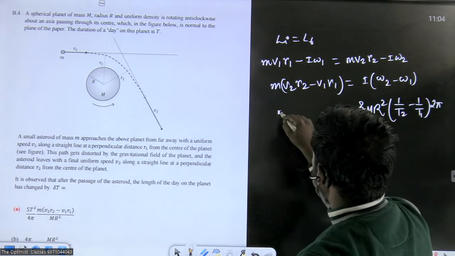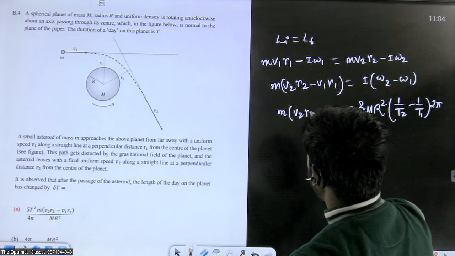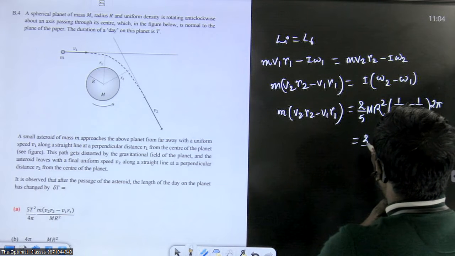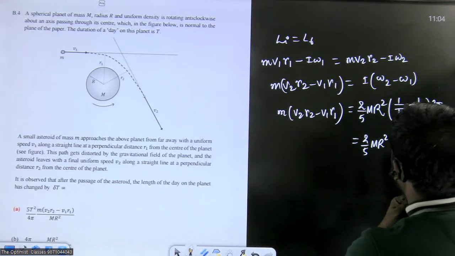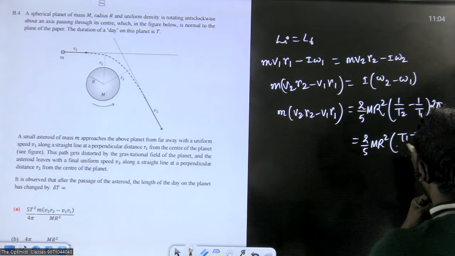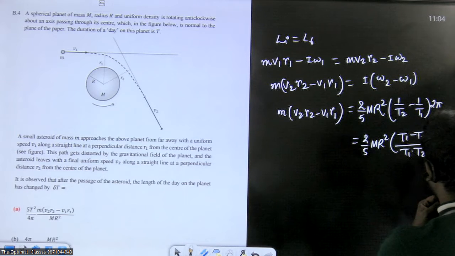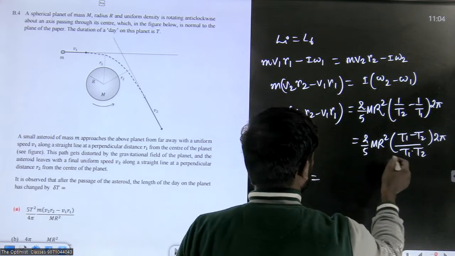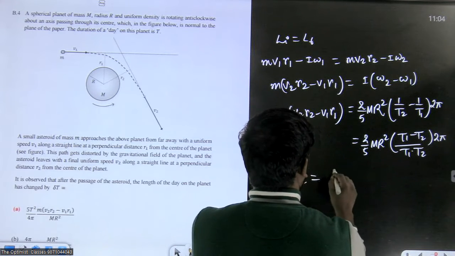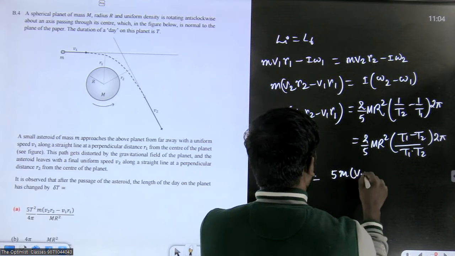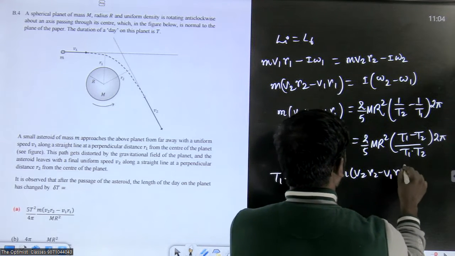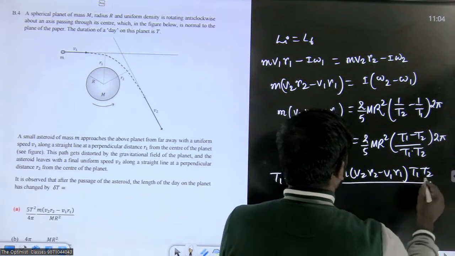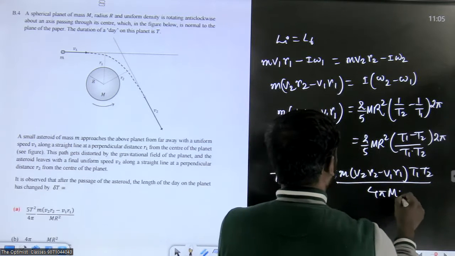And here we have this term m times (v2 r2 minus v1 r1). Now take the LCM: 2 by 5 M R square, and here you get T1 minus T2 divided by T1 into T2, and 2 pi. So now we can calculate T1 minus T2 by cross multiplication. You get 5 small m times (v2 r2 minus v1 r1) times T1 into T2, divided by 4 pi capital M R square.